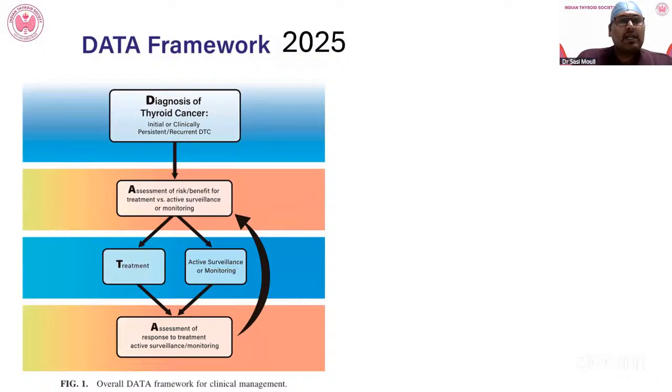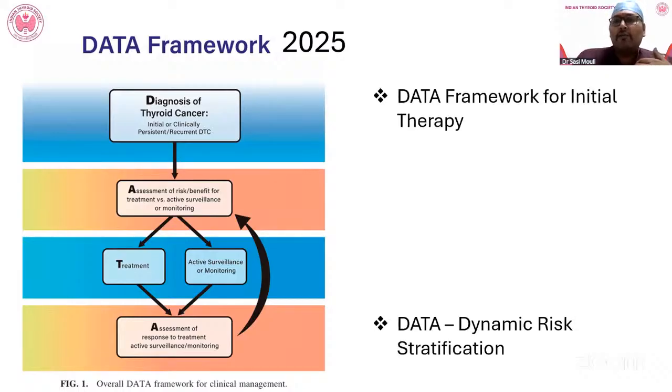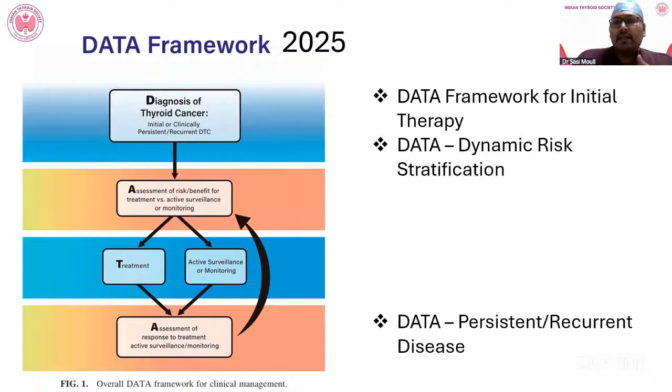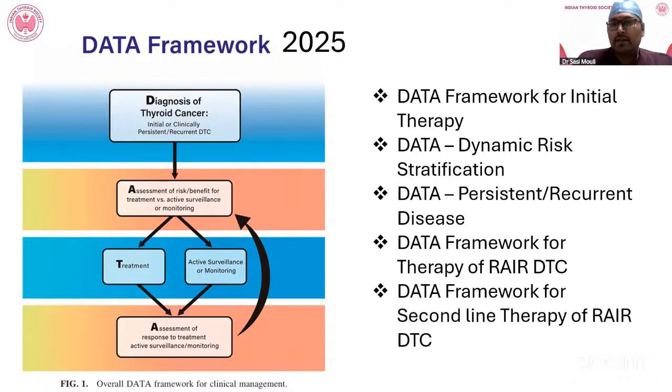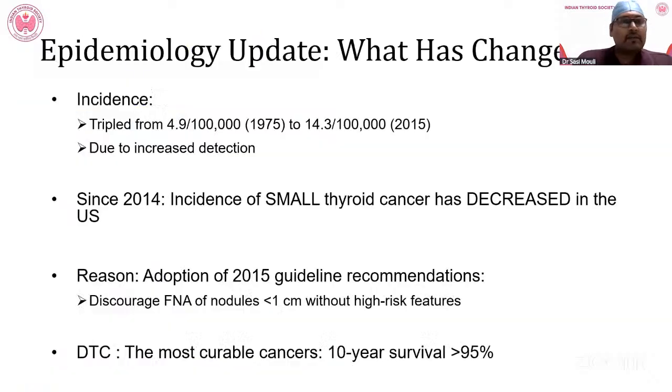So now comes this data framework, which is the base of this 2025. It's diagnosis, assessment, treatment, and then assessment, active surveillance, and then again reassessment, and this has been there for both the therapy, dynamic risk stratification, persistent or recurrent diseases, and also for radioiodine refractory diseases and those who fail on second line.